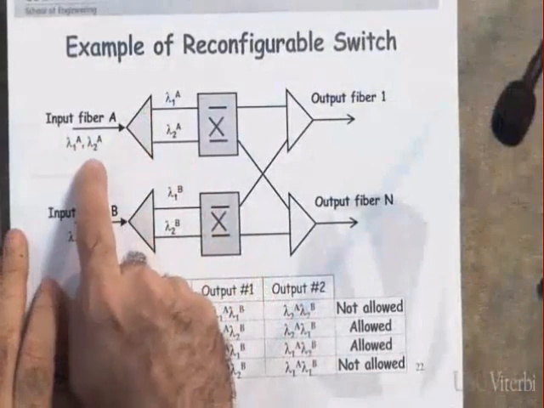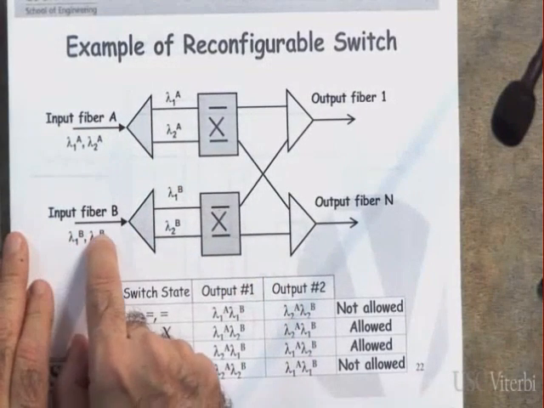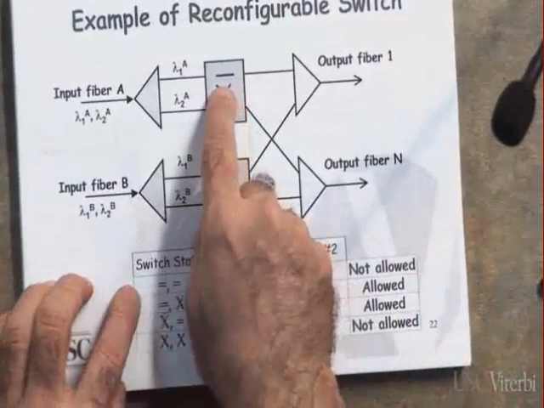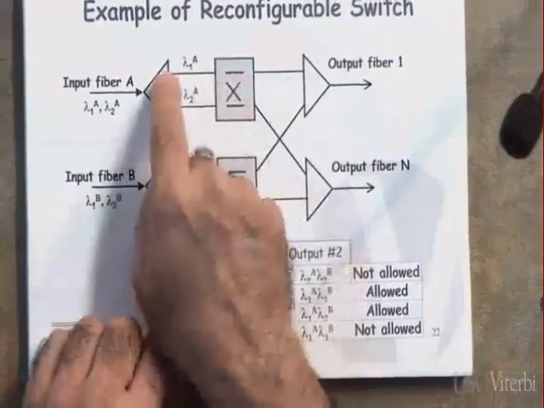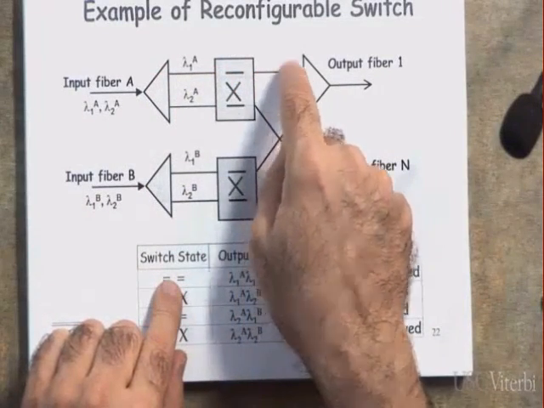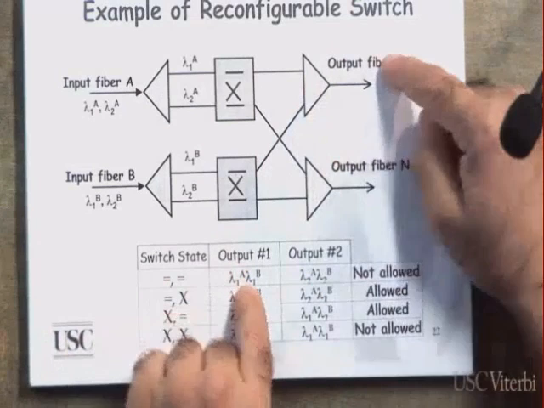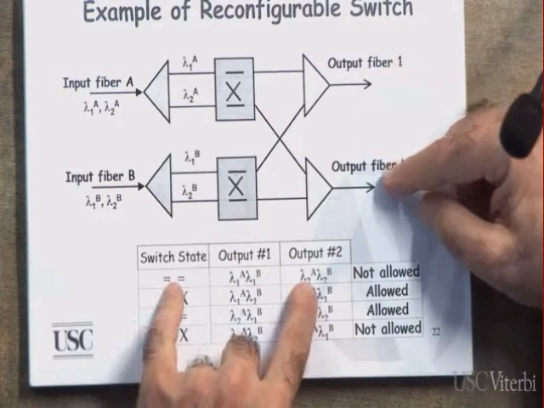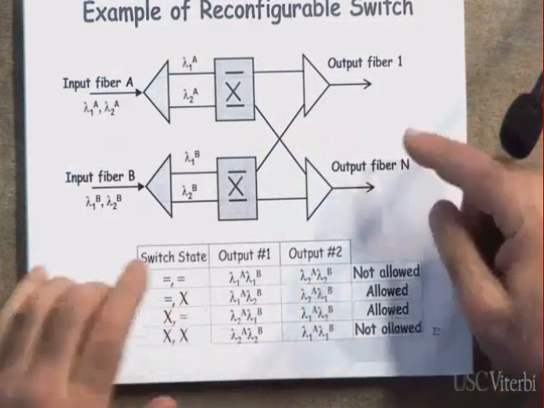So what do I have here? Lambda 1A, lambda 2A. This is the input fiber A. This one is lambda 1B, lambda 2B. Clear? Could I have this situation? Let's see if you can help me. Could this one be a bar and this one be a bar? What does it mean? This is lambda 1A, mixed with lambda 1B. So the output will be lambda 1A, lambda 1B. This one will be lambda 2A, lambda 2B. Did you get my point?